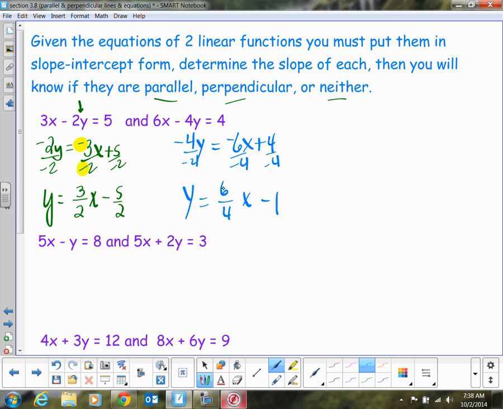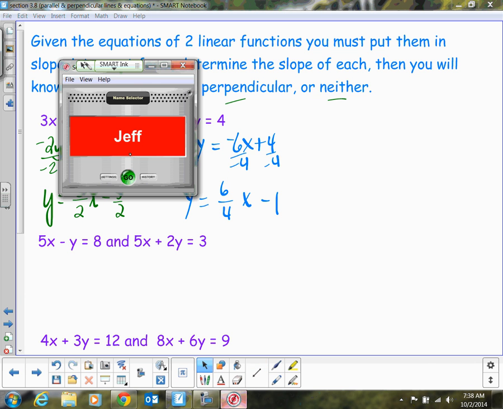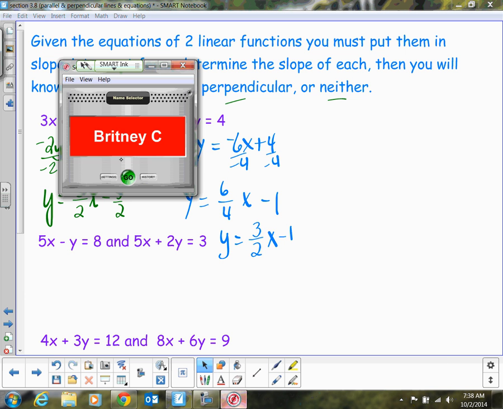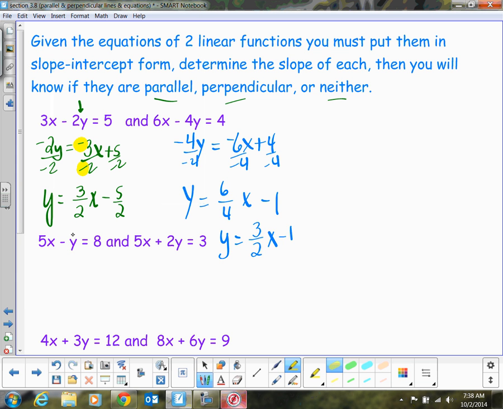1. Now, are you going to leave 6/4 as 6/4? No, you must simplify your fractions. Brittany? This is y equals 3 over 2x minus 1. Now, to determine whether they're parallel, perpendicular, or neither, Sydney, what is the slope of this line? 3 over 2. All right, so you have to identify that slope.